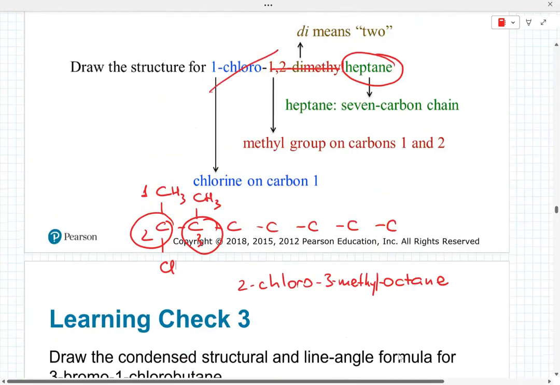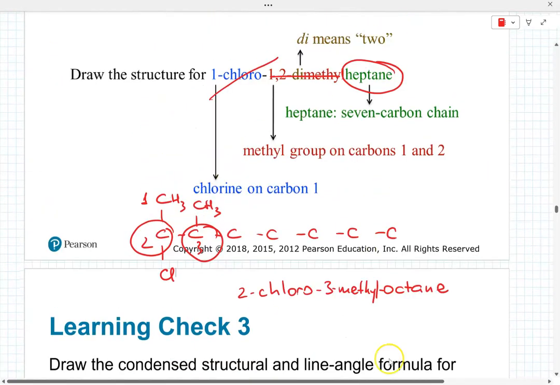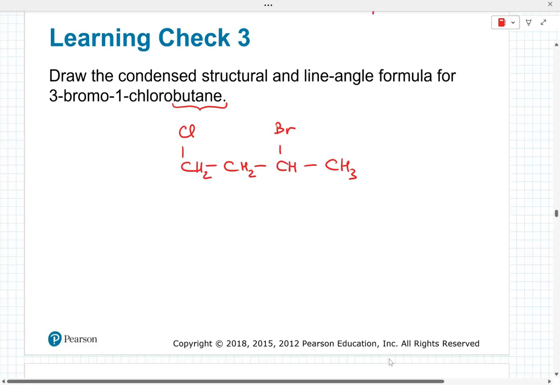So I have a question. Go on. Learning check 3. We're getting there. So if it's 3 bromo, why is it just 1 bromine like above? You see what I'm saying? Yes. This number does not show you how many atoms. It shows you where it is.